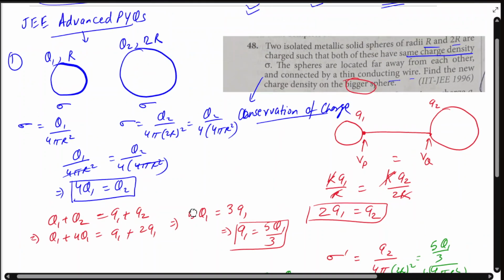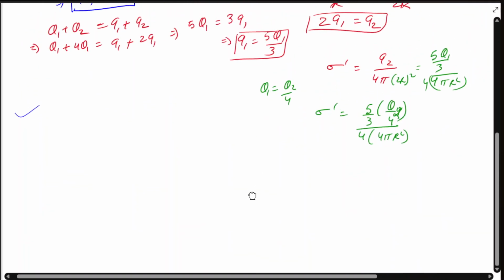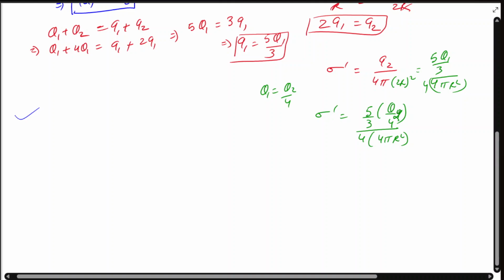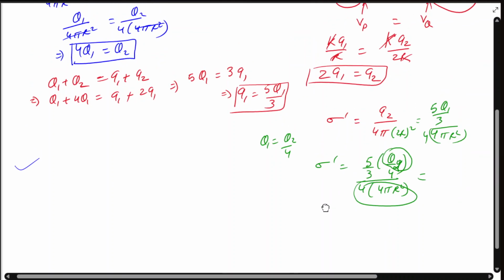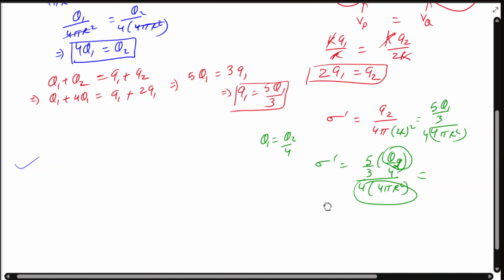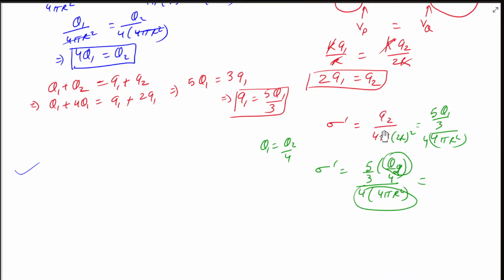Okay. So initially, what was the surface charge density? Q2 divided by 4 pi r square, right? So we can write Q2, this term, and these terms as a sigma, right? So we will get what? Okay, I'm doing correctly, right? So this is 5Q1 divided by 3, perfect. Okay, I have to put Q2 here, right? So Q2 is twice of Q1.